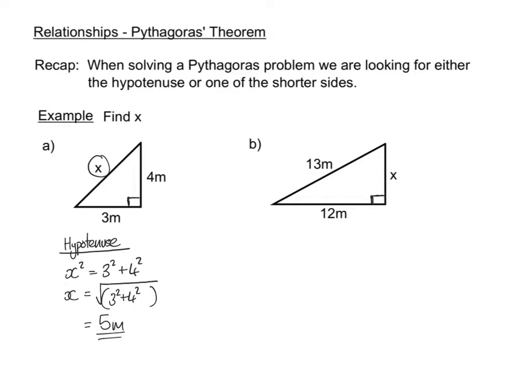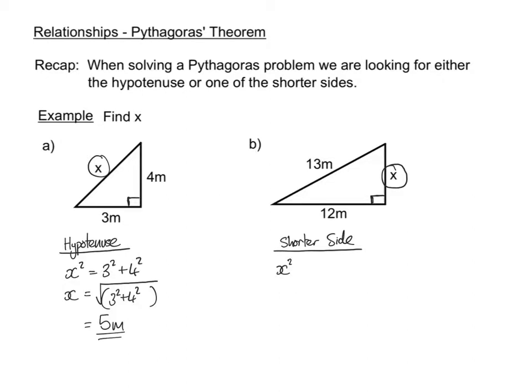Looking at the second example, what we again have to do first of all is identify which of the three sides of the triangle I'm looking for. Now, the right angle's here, so opposite that is the longest side, which is the hypotenuse. So if 13 is the hypotenuse, then the x and the 12 both must be the shorter sides. So we're looking for one of the two shorter sides, so I'm going to start off by writing shorter side. Setup is roughly the same.